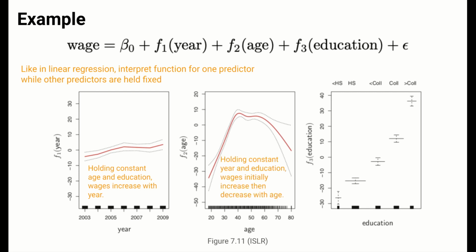The middle plot shows the relationship between wages and age, holding constant calendar year and an individual's education level. We see that on average, individuals in a fixed year and with a fixed education level see an increase in wages with age, followed by a decrease. The last plot shows the relationship between wages and education level, holding constant calendar year and an individual's age. We see that on average, individuals in a fixed year and with a fixed age see an increase in wages with increasing education.